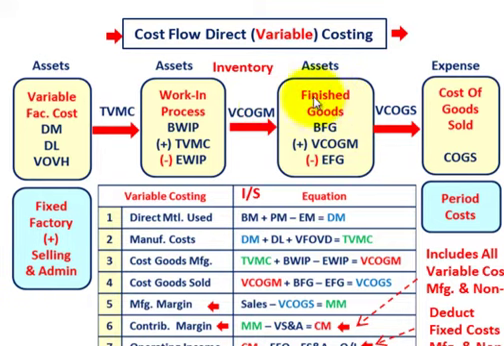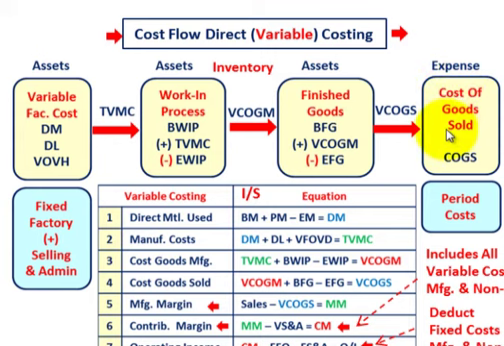Then they would flow into your finished goods. You take your beginning finished goods, add to it the variable cost of goods manufactured, and subtract out your ending finished goods. That's going to give you your variable cost of goods sold.